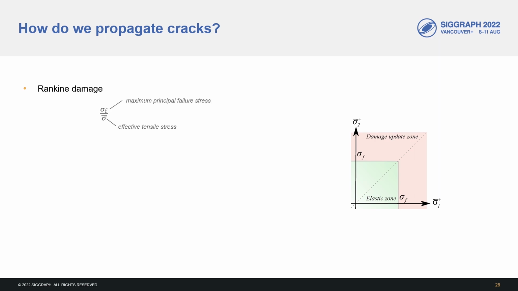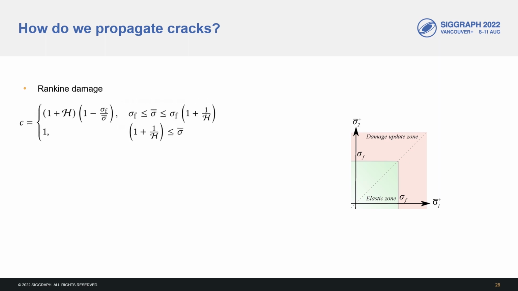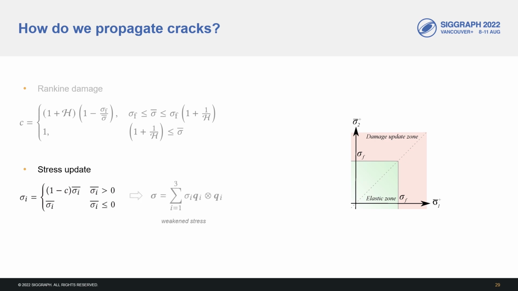Damage itself is determined by the ratio of the effective tensile stress to the principal failure threshold. This gives our evolution law, where the variable h is related to the material properties and also the background grid size. We incorporate damage by weakening the tensile stress, which is the component providing the load necessary to separate material. Finally, the stress is then reconstructed based on the modified tensile component, or its magnitudes, and the corresponding direction vectors.